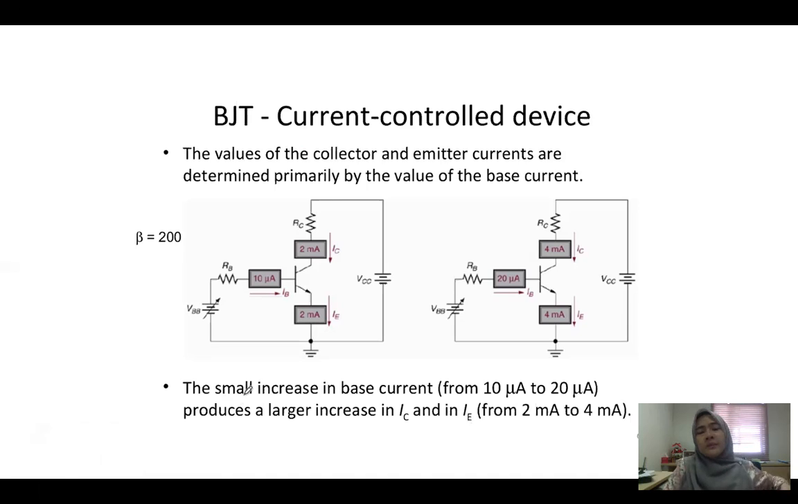Why? Look at here, this is the base current 10 micro, this is base current 20 micro. The small increase in the base current from 10 micro to 20 micro will produce a large increase in IC and also IE. So if you look at here, for IB equals 10 micro, this will become 2 milli, and this is 2 milli. For 20 micro, this becomes 4 milli, and this is 4 milli.